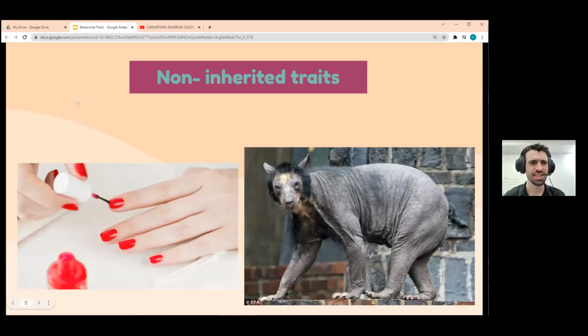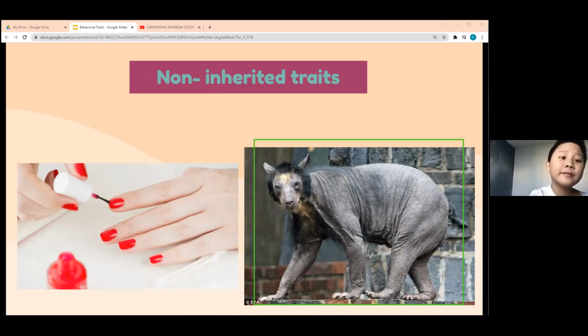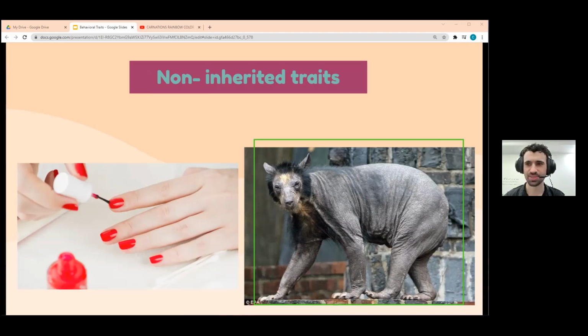Does anyone have a guess of what this animal is? Cherry, what is this animal? Do you know? I don't know. You don't know? Yeah, this thing's gross. What is this thing? Scart, what is this animal? Do you have a guess? I promise everyone here knows this animal.